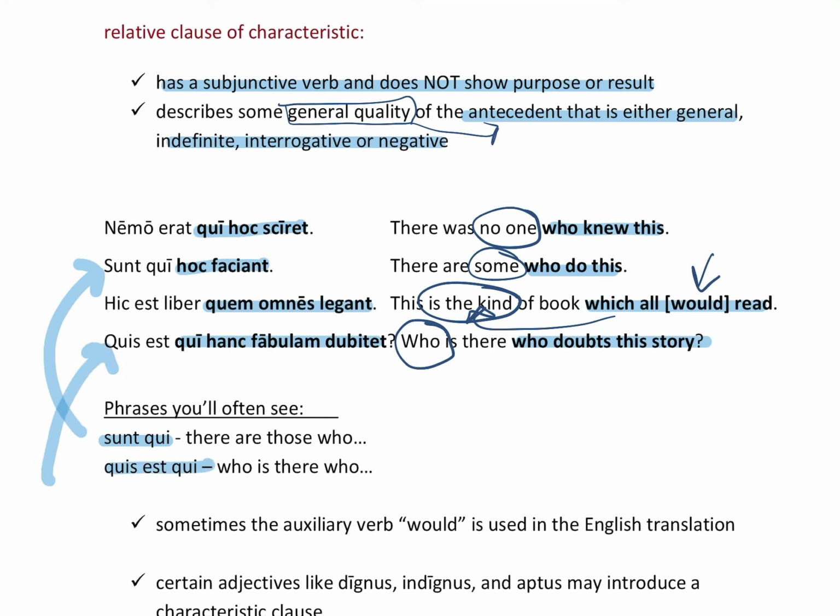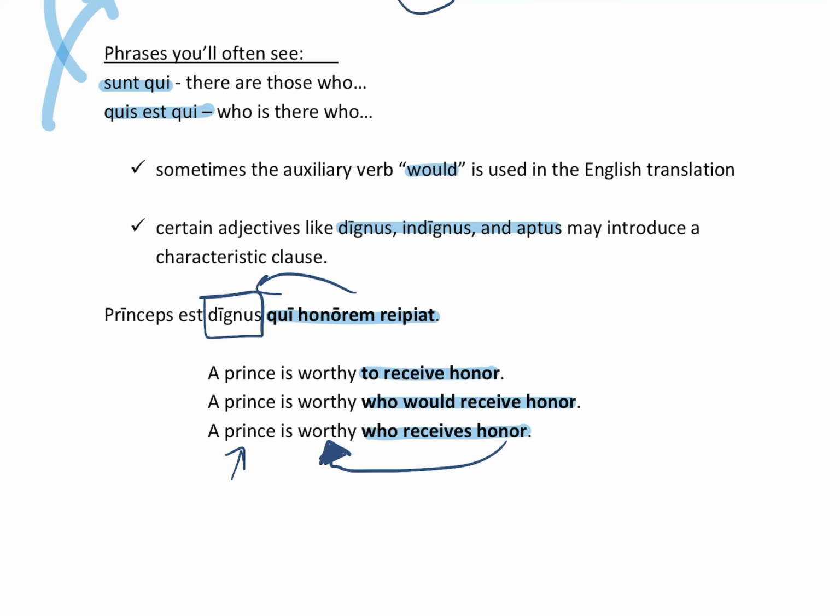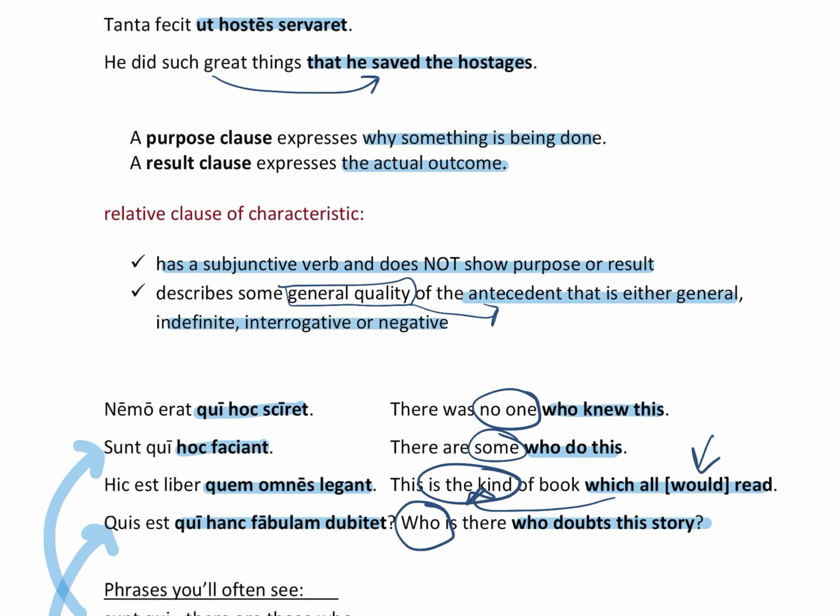Now, here's the interesting thing to note. The relative clause in something with an adjective here is dependent on the adjective. So even though prince is a specific subject, what the clause is talking about is not the prince, but his worthiness. That's where we get something that's not quite specific. Worthy is not specific. So the only thing you need to learn this week is the relative clause of characteristic. The most important thing is it has a subjunctive verb and does not show purpose or result. So it eliminates the other two. It describes some general quality of something. So that is just called a relative clause of characteristic.